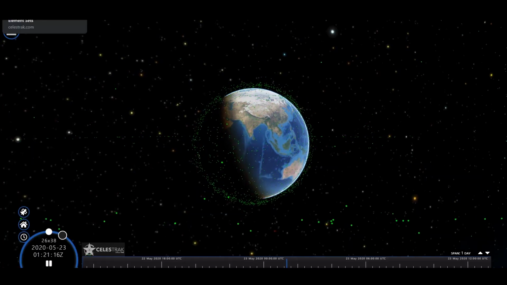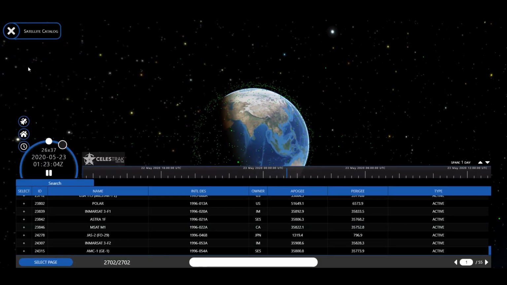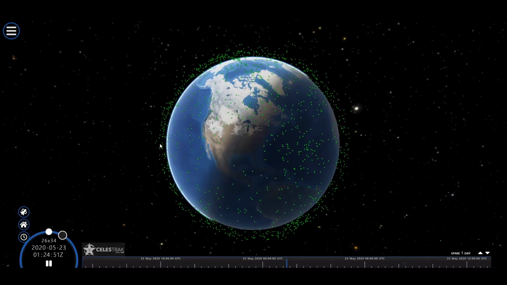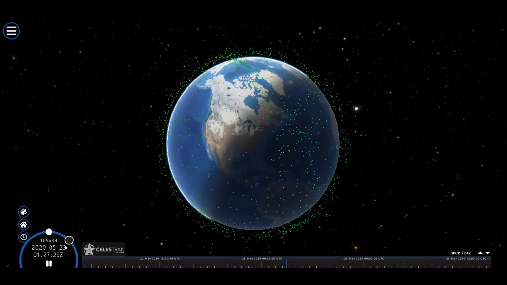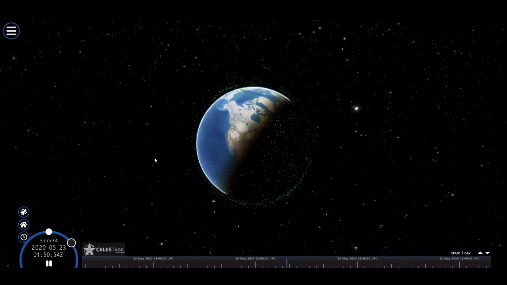Now shown is the real-time visualization of most of the active satellites in space. Each green dot that you see here represents an active satellite of some country in orbit around the Earth.